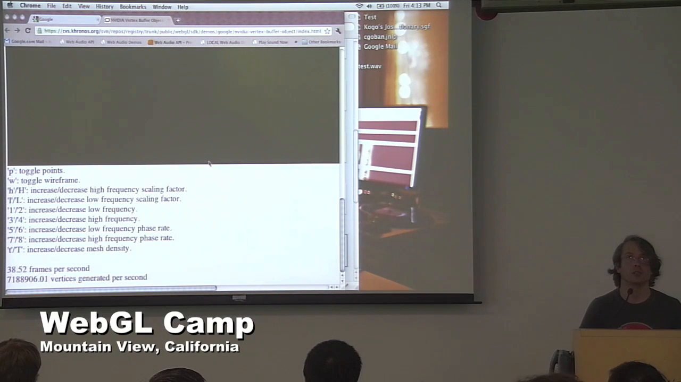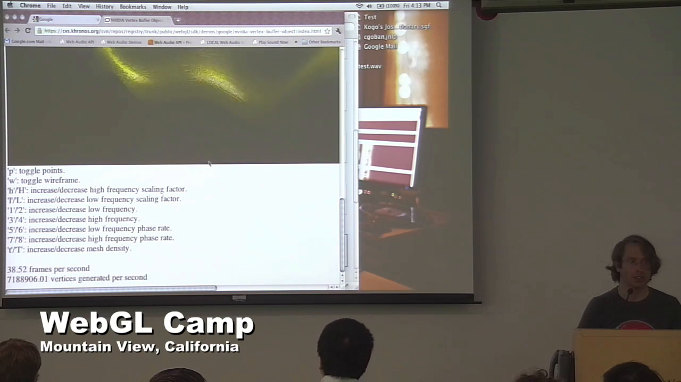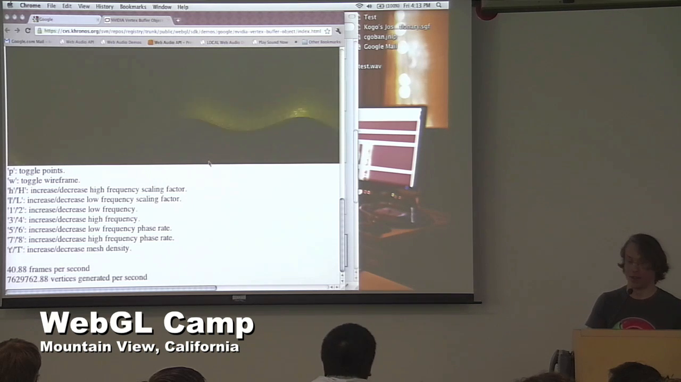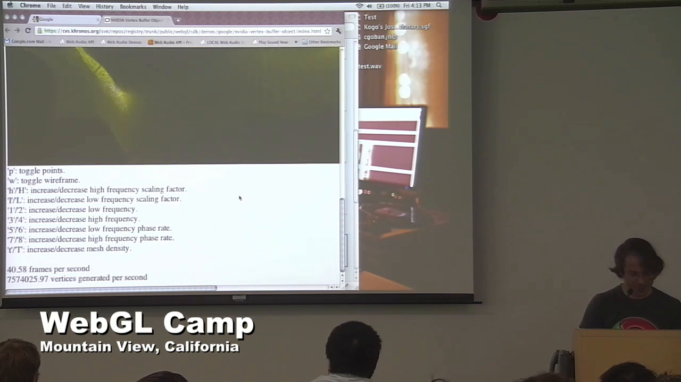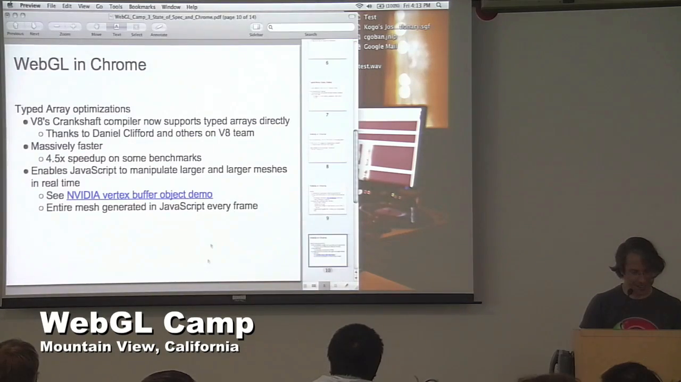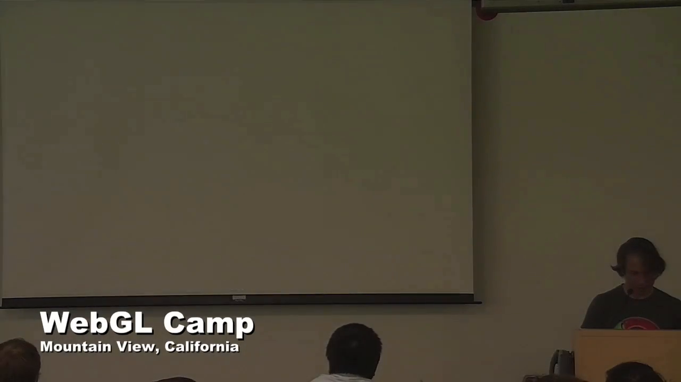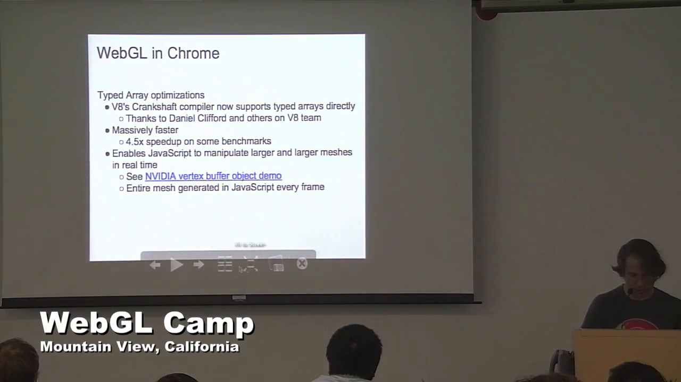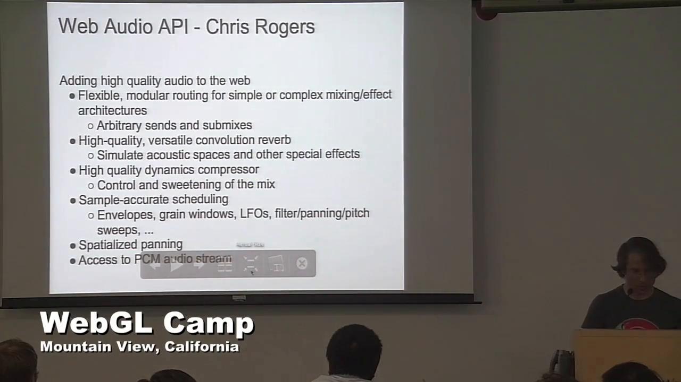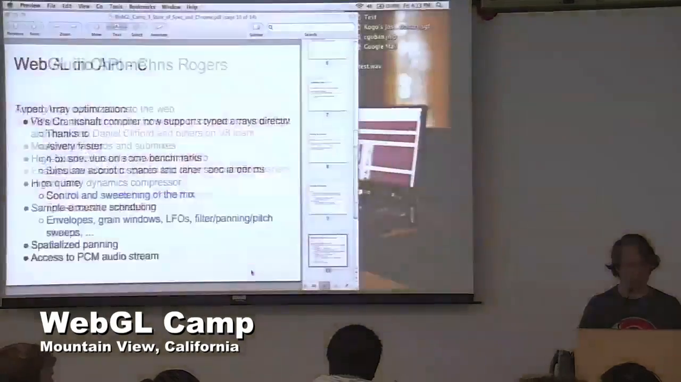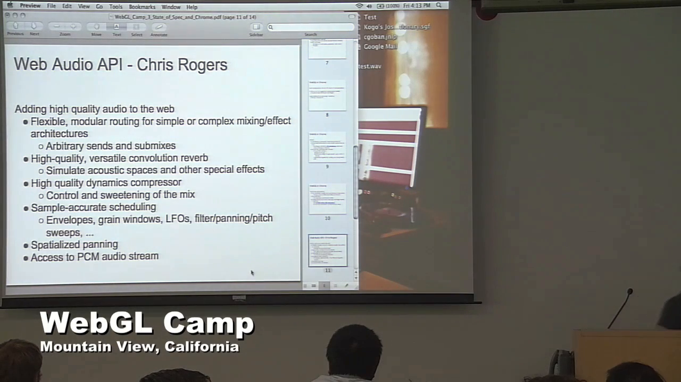We can come down here. It's running at like 40 frames a second, generating over 7 million vertices per second in JavaScript. How about that? Whoever thought we'd see the day? All right, so thank you to the V8 team for making an awesome engine, and it's only going to get better. All right, so now I'd like to introduce my colleague Chris Rogers, who will take over the rest of the presentation and show the really cool stuff.